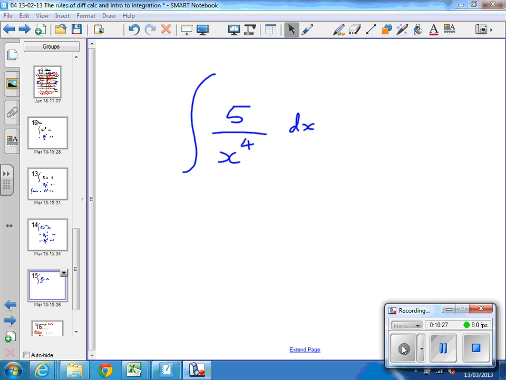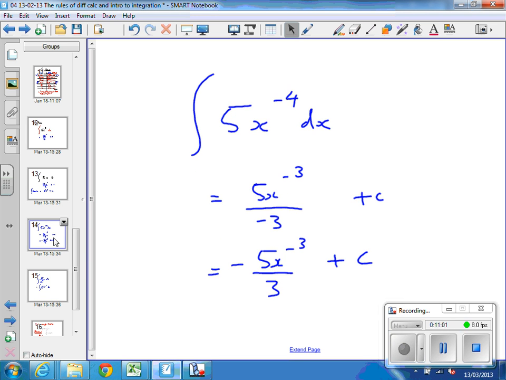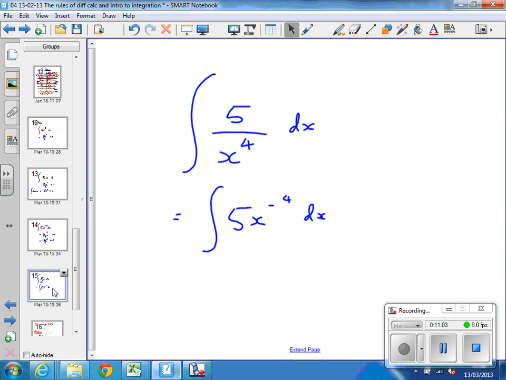So next example, integrate 5 over x to the 4 with respect to x. I've got to do an intermediate step before I can do this, haven't I, Liam? What's that? So the first step, using the laws of indices, this is actually the same as 5x to the minus 4 with respect to x. So as with differentiation, you've got to use the laws of indices, and now it's exactly the same as the one we've just done, okay? So add 1 to the power, divide by the new power, and we would get the answer.